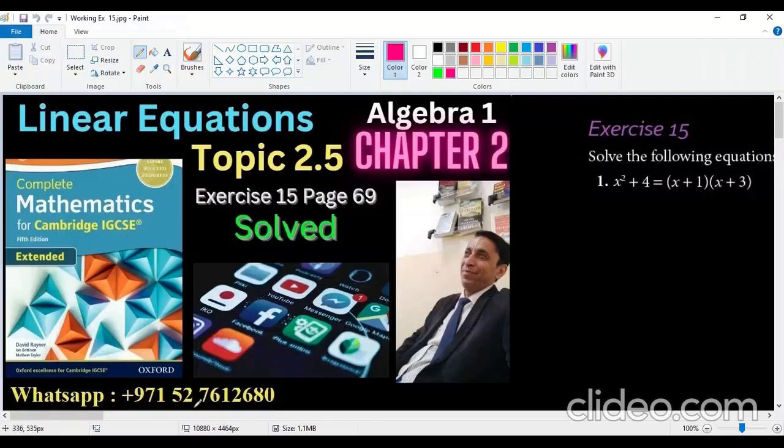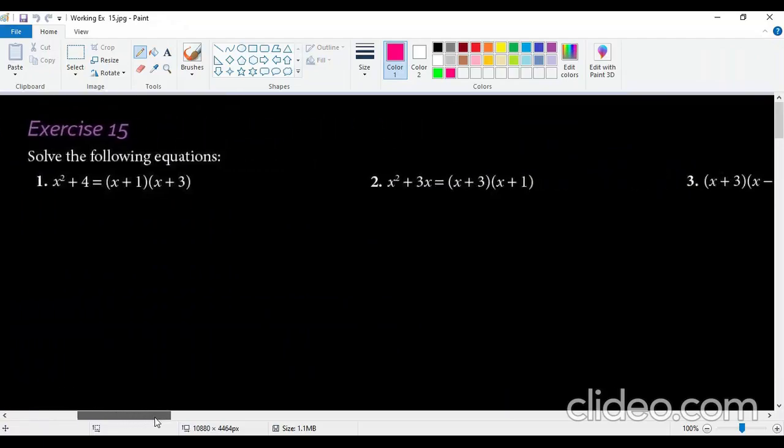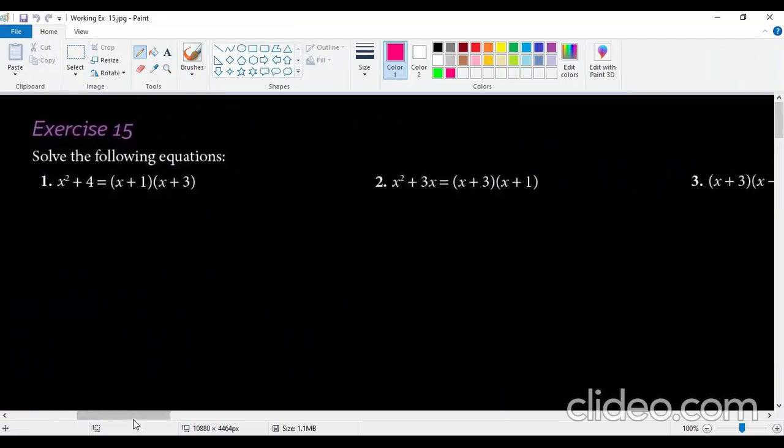Exercise 15, we are going straight to question number 1. In here, we are going to make linear equations, and you can see there is a square. You must be thinking this is a square, but these are going to be transformed to linear equations. So x square plus 4 equals, when these two brackets are multiplied, I will write x plus 3 two different times, multiplied first by x and then by plus 1.